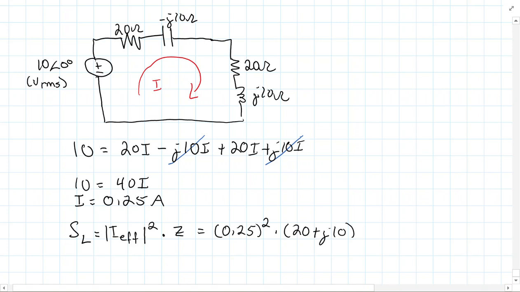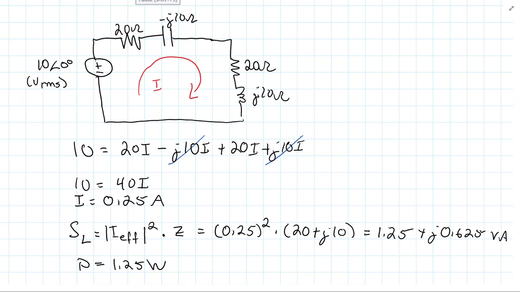And just using my calculator so I don't make any silly mistakes, this would be 1.25 plus j0.625 volt-amps. So that's what gets applied to the load here. But as far as my average power here, P is equal to 1.25 watts. So that's my maximum average power transfer.